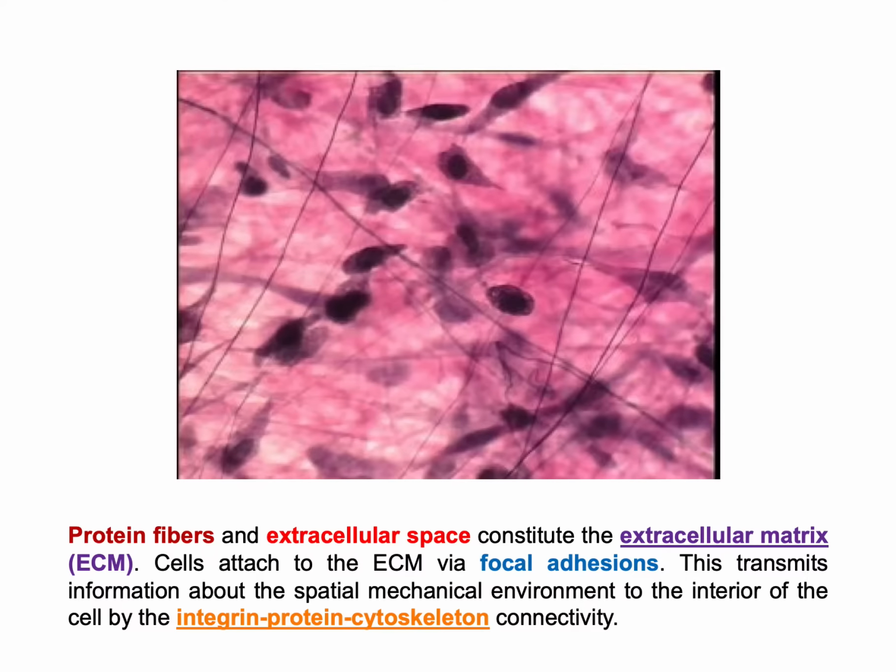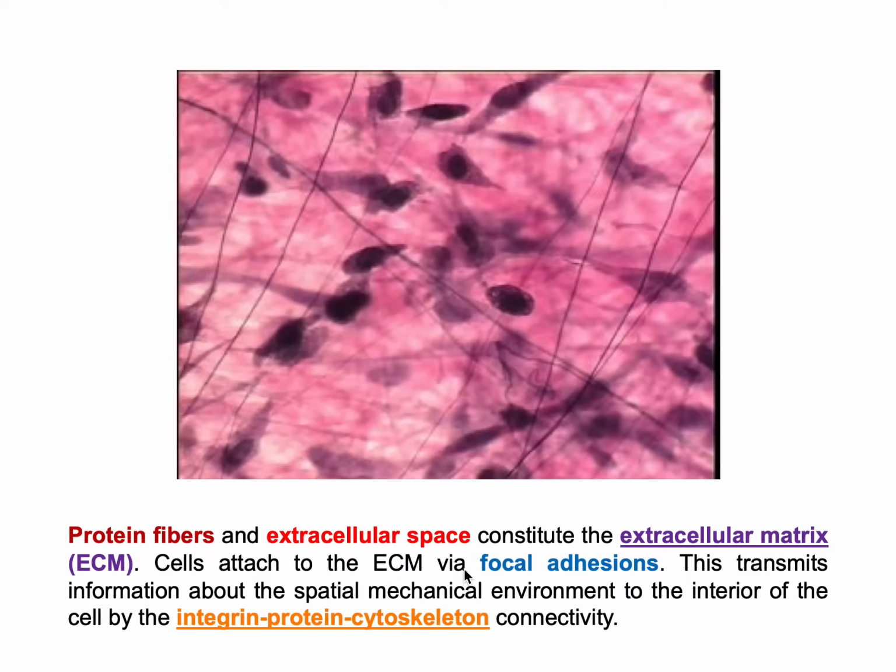Cells inside the human body, or inside any organism, don't live in a vacuum or in liquids. They have to live in something called an extracellular matrix, which is a mesh of proteins that consist of the space and the protein fibers. If you look at this image here, we have cells living in the extracellular matrix. All these lines, or fuzzy structures, are protein fibers and space. Our cells are the darker structures. The cells have to attach to the extracellular matrix in order to live, to take their shape, and to be functional. Protein fibers and extracellular space constitute the extracellular matrix.